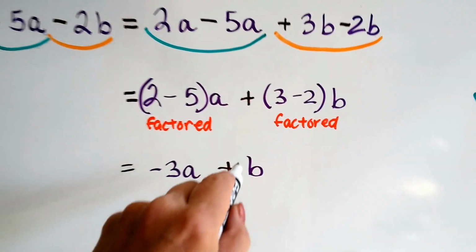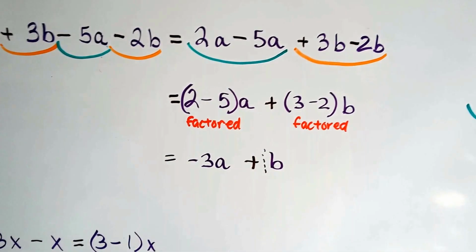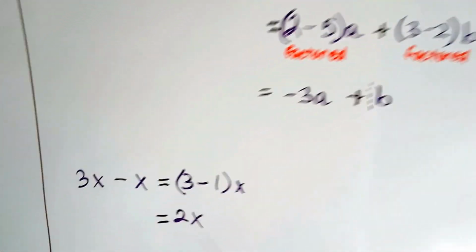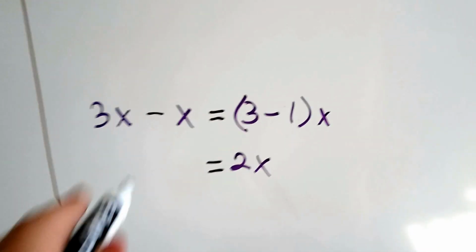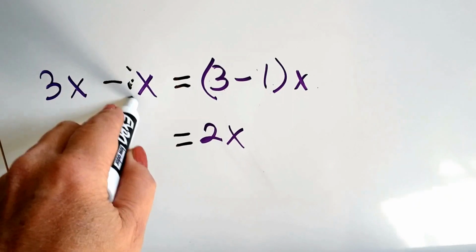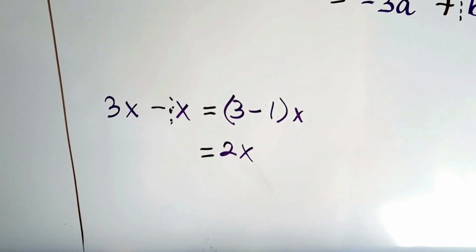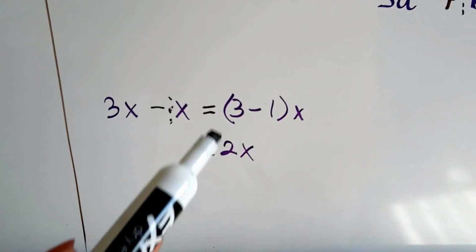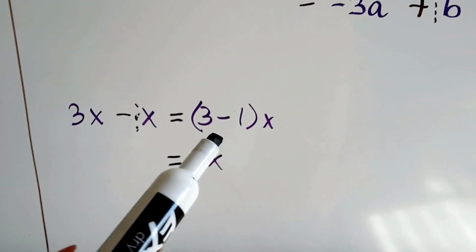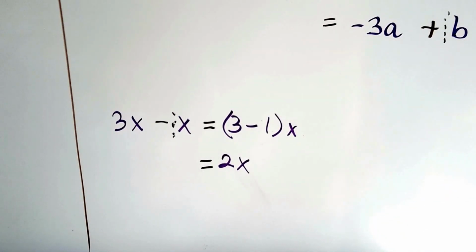Remember our friend, the invisible 1 that sits here? So we don't have to write the 1, we just put the b, right? Okay, what about this one? We've got 3x minus x. Well, remember, our friend the invisible 1 is there, right? So 3x minus x means 3x minus 1x. If you had 3 x's and you took one away, you'd have 2 x's left. That's like 3 minus 1x, so it's factored, and we get 2x, see?